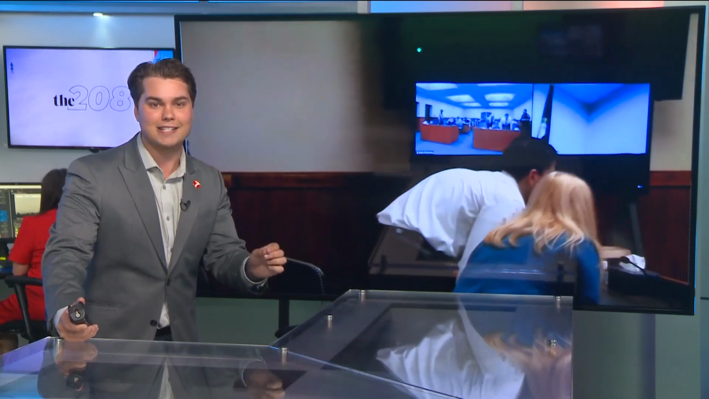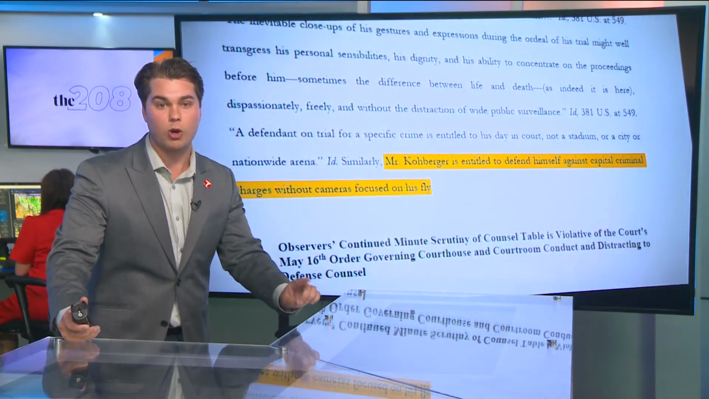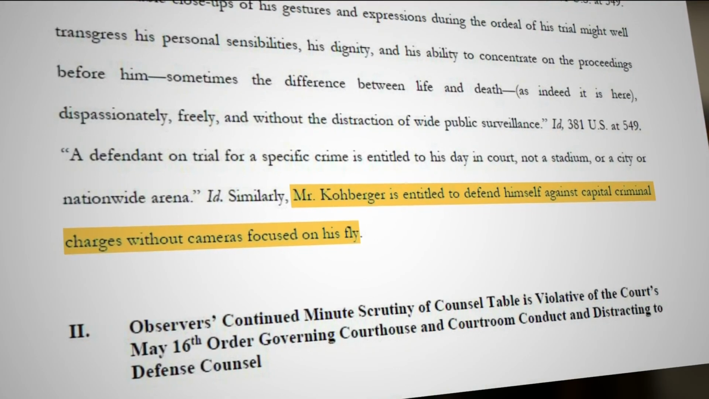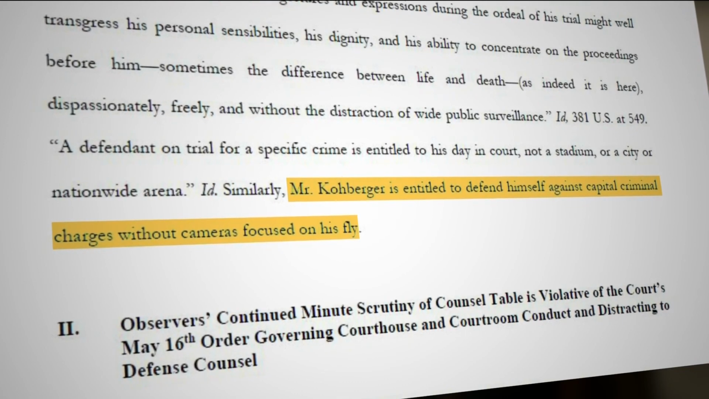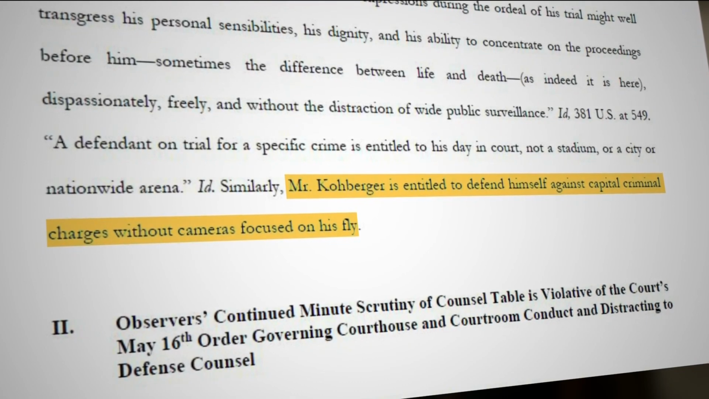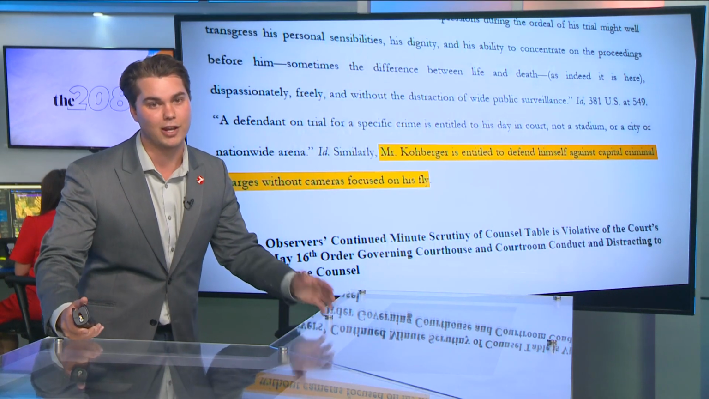So in Kohberger's motion, his lawyers say the media is breaking the rules clearly set by the judge. The judge so far has said and warned cameras cannot focus only on the defendant. Estes recognizes this as a form of mental harassment. Again, language from that case in the 60s. And the motion leans into it, saying, quote, Mr. Kohberger is entitled to defend himself against capital criminal charges without cameras focused on his fly. Getting a little cute with the language there. We've already heard the judge say the First Amendment is not absolute, again with his warnings.